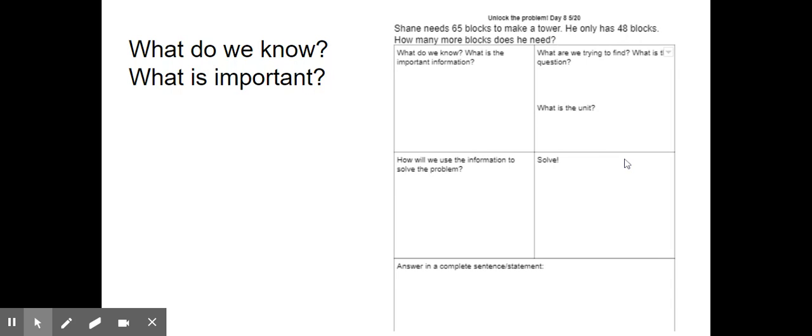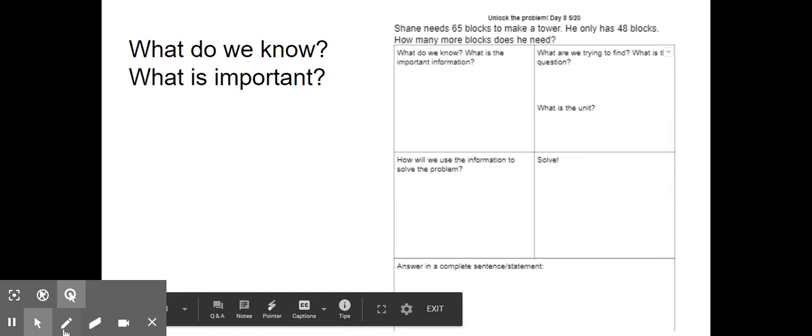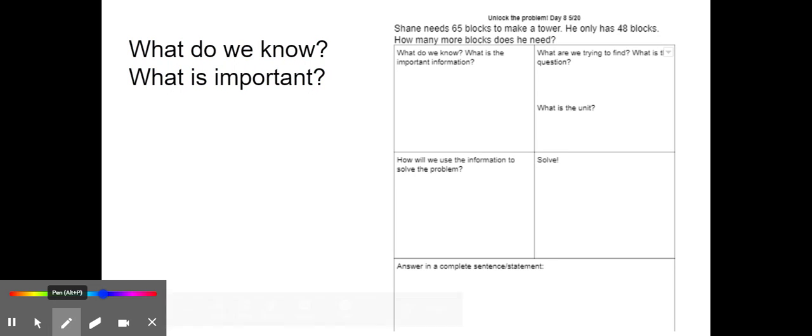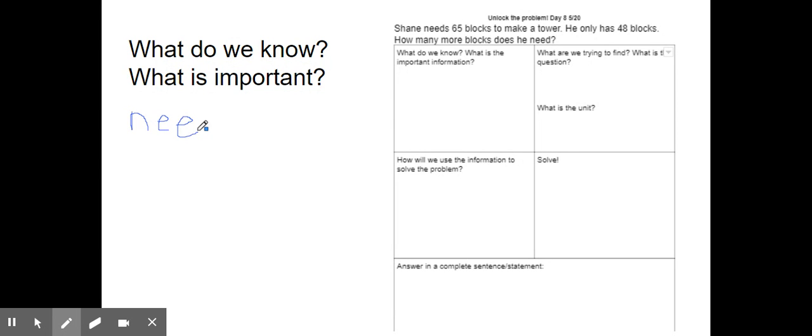The first box says, what do we know? What is important? We know that Shane needs 65 blocks. So I'm going to write needs 65. But he only has 48. So he needs 65, but he only has 48. That's important information from the problem.